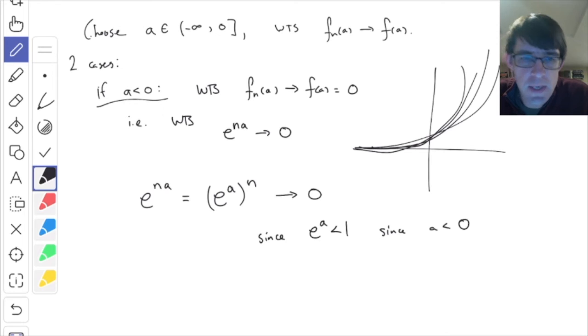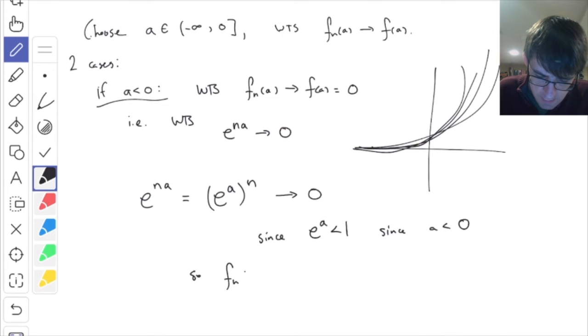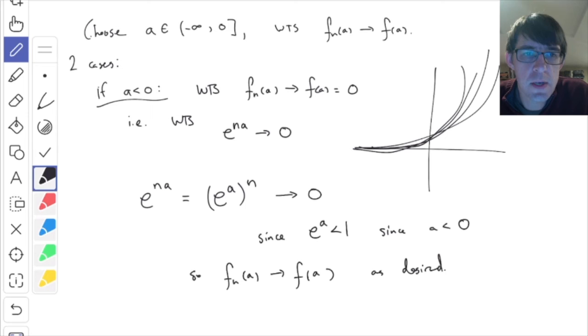And what that means is when I take these powers here, these powers of e to the a are going to go to 0, because e to the a is like a fraction, right? It's less than 1. And so when you multiply it by itself over and over again, which is what the nth power means, you're going to get things closer and closer to 0. All right. And this is the end of this case. So Fn of a converges to f of a as desired. All right, that's this case.